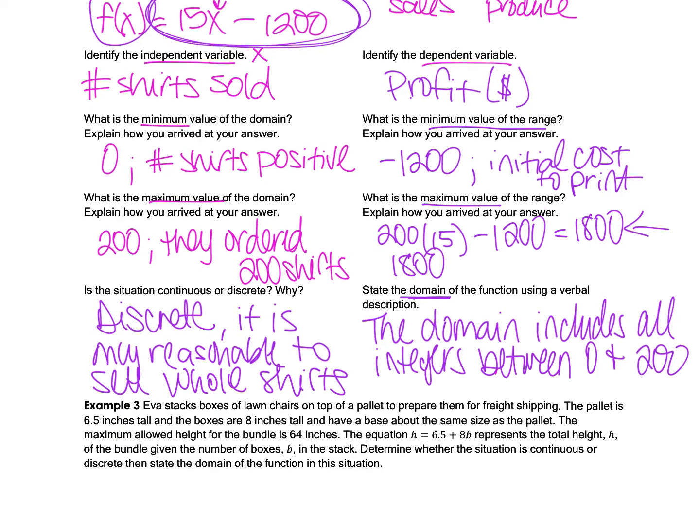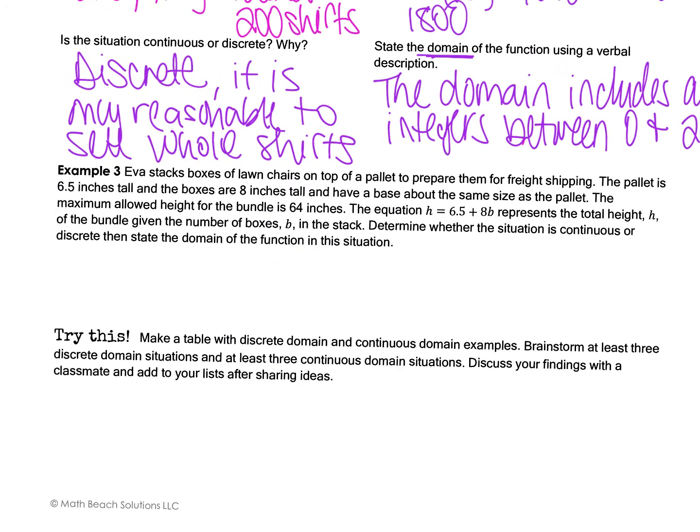Okay, so let's look at this last example. So example 3, Eva stacks boxes of lawn chairs on top of a pallet to prepare them for freight shipping. The pallet is 6.5 inches tall. The boxes are 8 inches tall and have a base about the same size as the pallet. The maximum allowed height is 64 inches. The equation H equals 6.5 plus 8b represents the total height H, and B is your number of boxes in the stack. Determine whether the situation is continuous or discrete, and then state the domain of this situation.